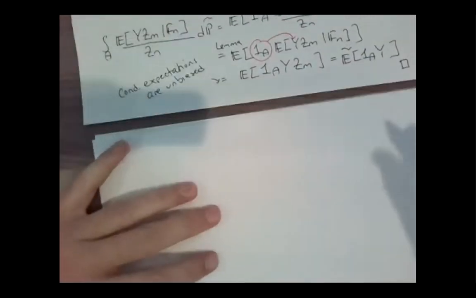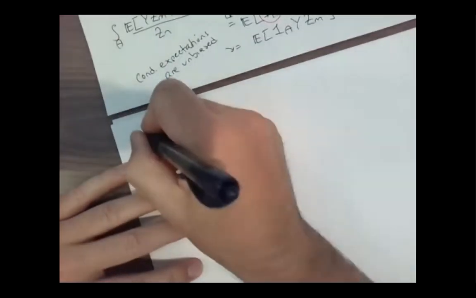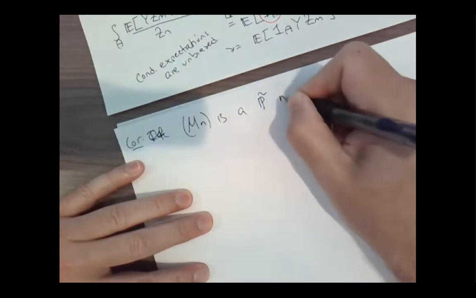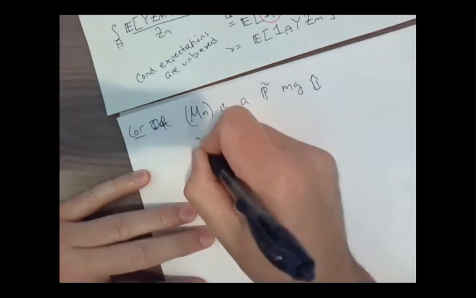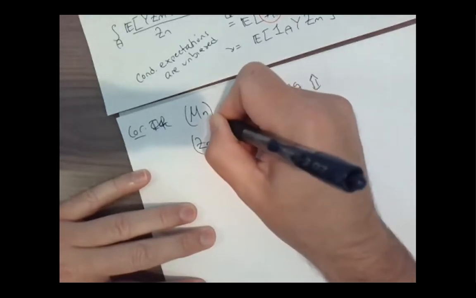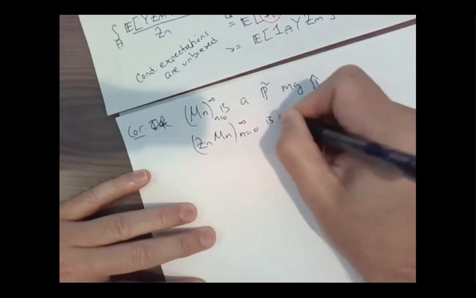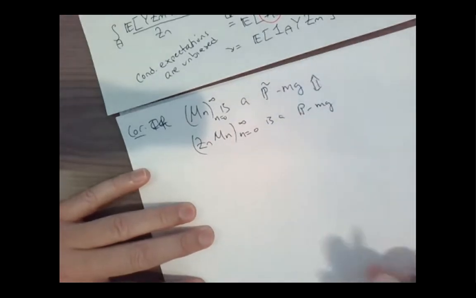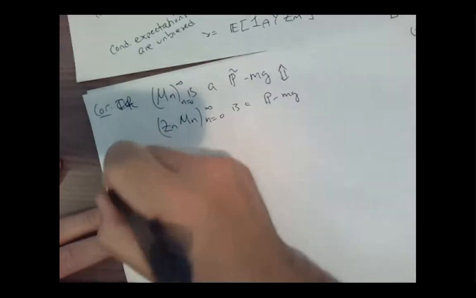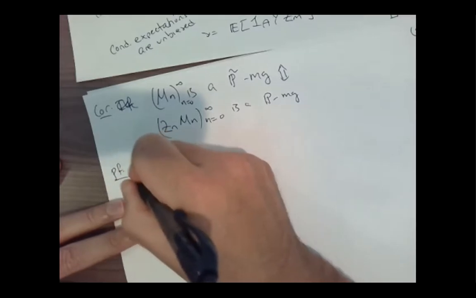And a main application of this is to say that, maybe this is a corollary. If I take a martingale Mn, this is a P tilde martingale if and only if Zn Mn is a P martingale. And it's not hard to see using Bayes' rule. For example, let's do the proof in the downward direction.